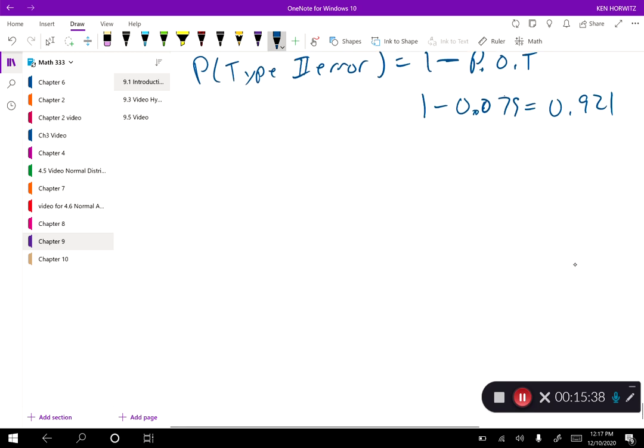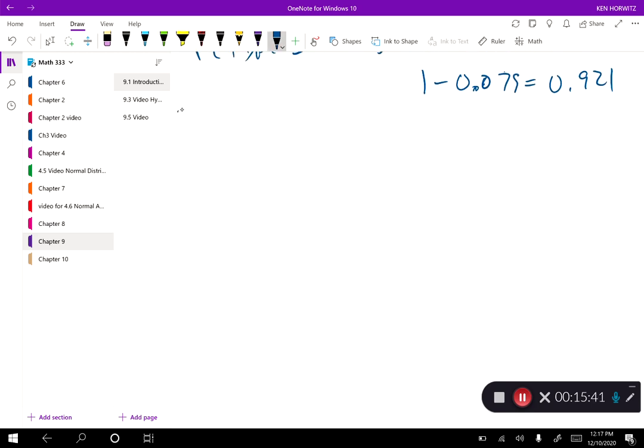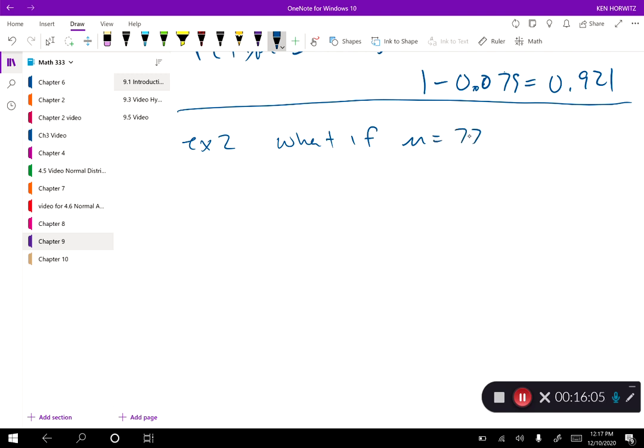All right, the second and final example we're going to do, we're going to use a lot of the same information. We're just going to find the probability of a type 2 error and then do 1 minus that to get the power of our test. So I'm going to say, what if we know that mu actually equaled 77? What is the probability of a type 2 error?